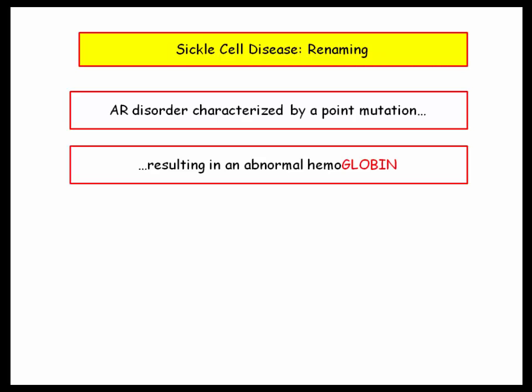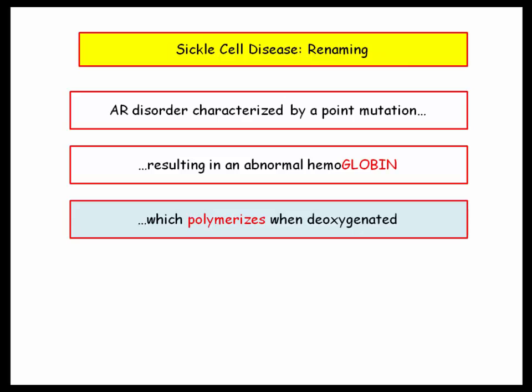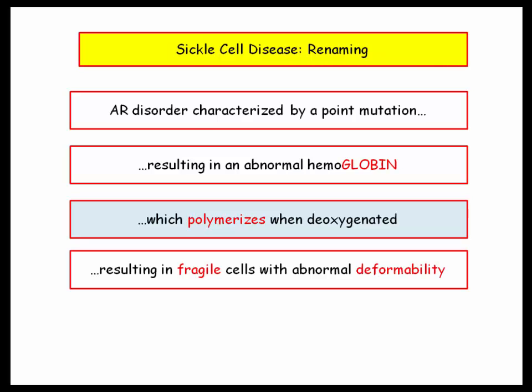That point mutation results in an abnormal hemoglobin, with an emphasis on the globin. So we have a hemoglobinopathy. That hemoglobin polymerizes when deoxygenated. So polymerization is the essential step in the molecular pathogenesis of this disorder. Hemoglobin polymerizes, creating the characteristic crescentic or sickle cell. So these polymerized cells are fragile and suffer from abnormal deformability.